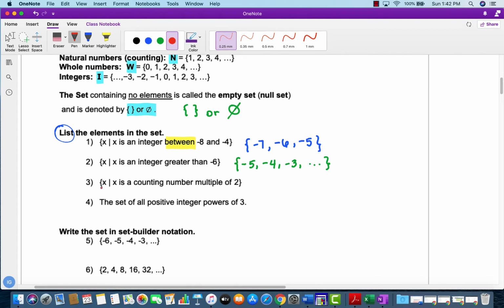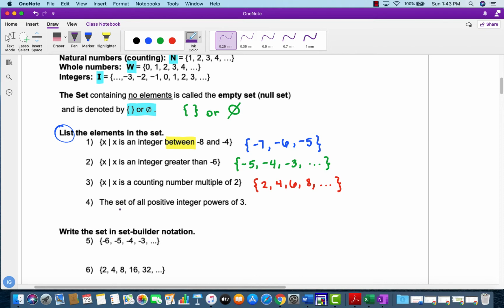Alright, the next one, number 3, says x such that x is a counting number multiple of 2. So multiples of 2 will be 2, 4, 6, 8, and it keeps going. 10, 12, 14, and it keeps going. Since we can't write them all because there are too many of them, we use those 3 dots indicating that it keeps going forever and ever.